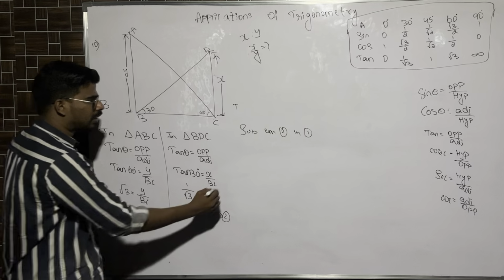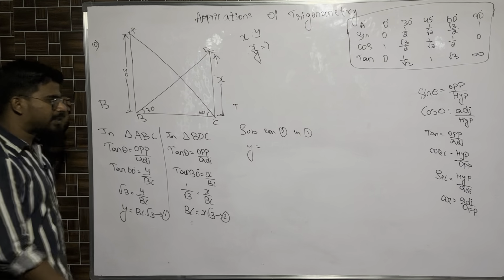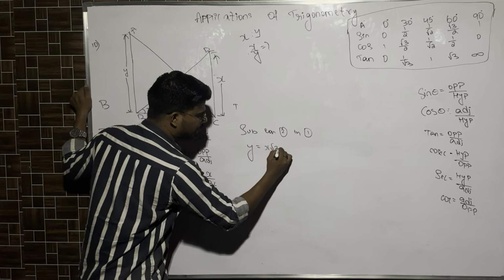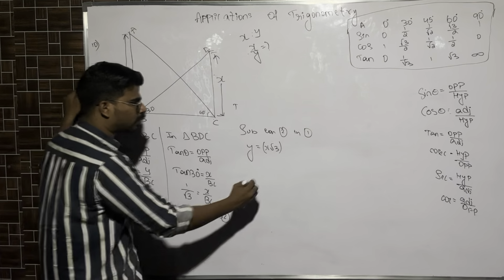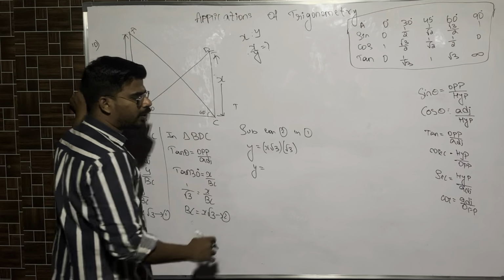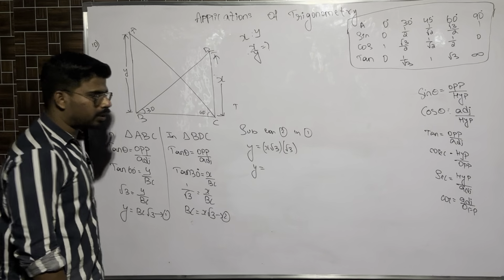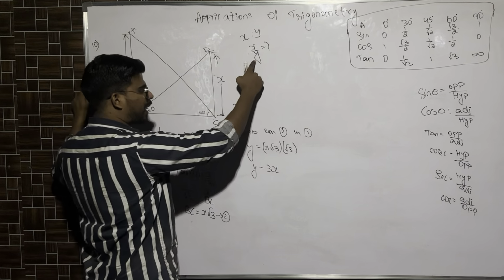What is equation 1? Y is equal to BC. BC is nothing but x root 3. So y is equal to x root 3 into root 3. Root 3 into root 3 is 3, so it will become 3x. So we should get x by y.